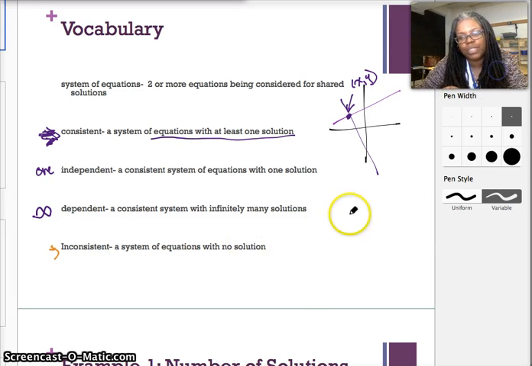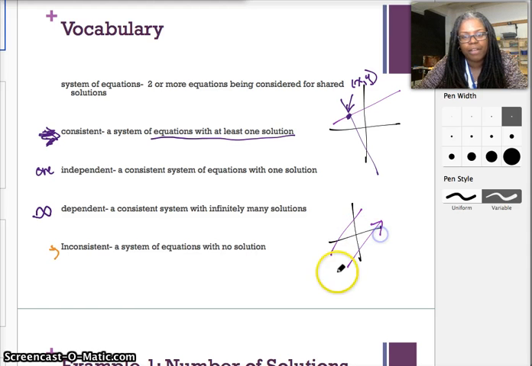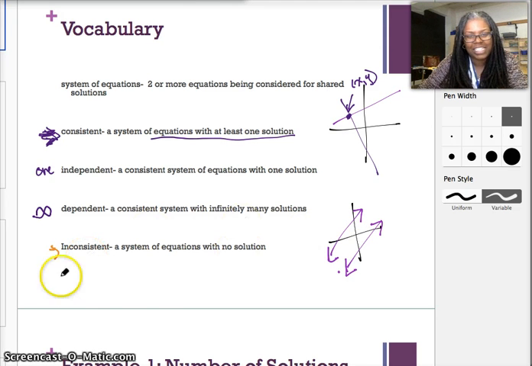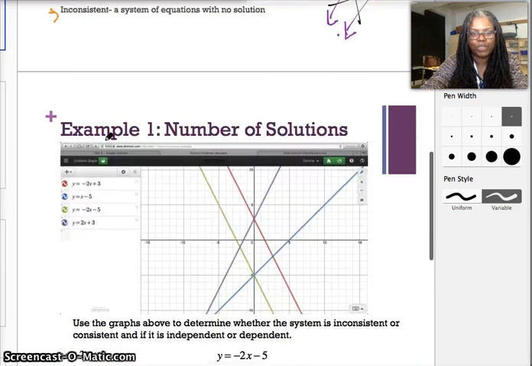Can you guys envision what that would look like? What would a pair of linear equations that do not intersect look like? I heard somebody say it. Parallel. They would be parallel lines. So in a case like this, if you have a system of linear equations and you've got parallel lines, you've got an inconsistent situation. There's no dependent or independent. It's just inconsistent. Okay. Let's go ahead and look at some examples.